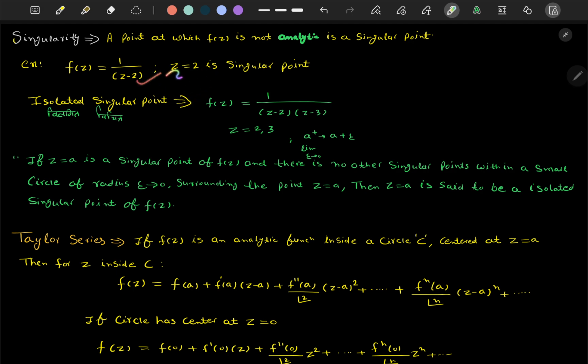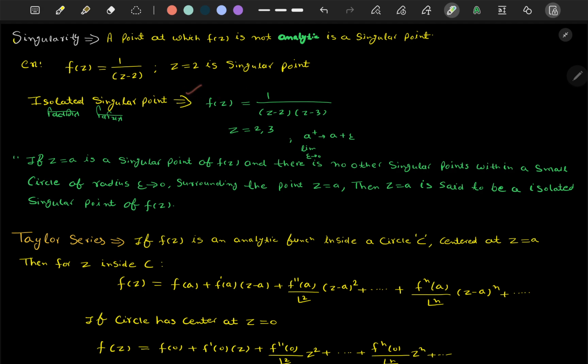Suppose we have a function, you can clearly see at z equal to 2, it becomes infinite. So the function is not defined at that point. So eventually it will not be analytic at that point. So z equal to 2 will be a singular point. Now there are certain types of singularities.